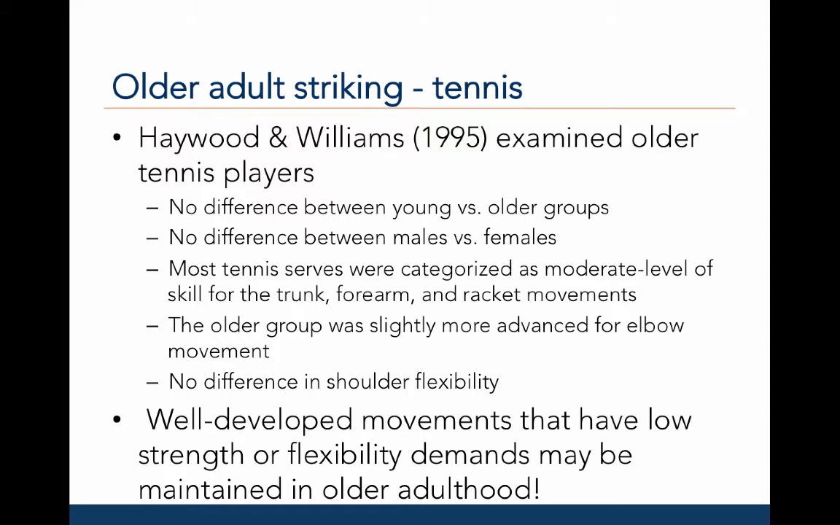In addition to not finding group differences, the study also did not find any sex differences in overhand tennis serves. Most of the tennis serves were characterized as moderate levels of skill for the trunk, forearm, and racket movements. The older group was slightly more advanced for the elbow movement, and there were no differences in shoulder flexibility. So the take-home message from this study is that the well-developed movements of these older tennis players are maintained in older adulthood, despite the possibility of reduced strength or flexibility in old age.